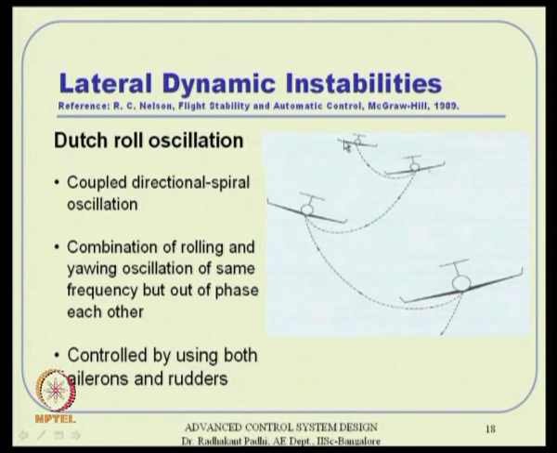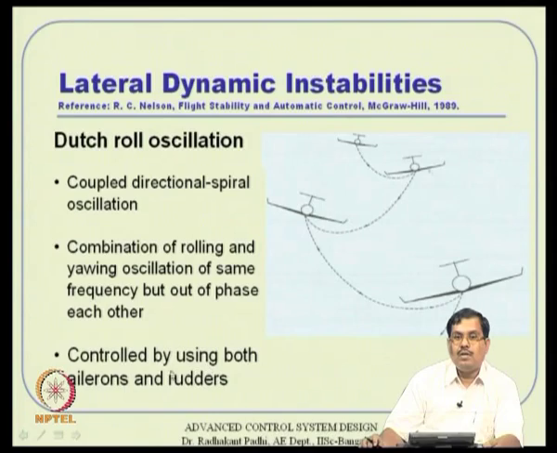It will first roll towards the left, so it will also diverge, so it will go towards that. By that time it turns to the right, it will again come that side and then go that way. So typically it is like how these Dutch people play skating on the ice and all that. So that is why it is called Dutch roll oscillation. And it is typically controlled by using both aileron as well as rudder. So together they have to be applied.